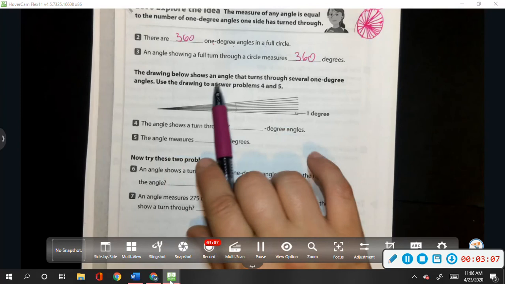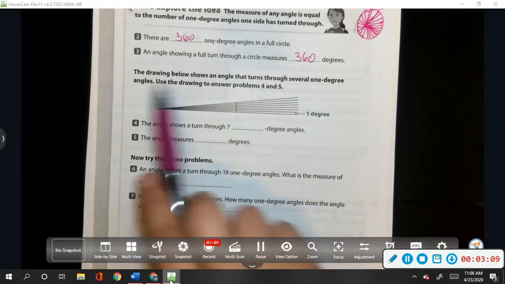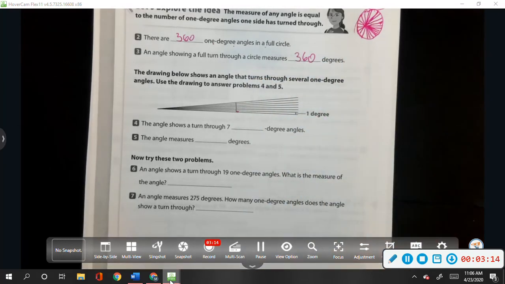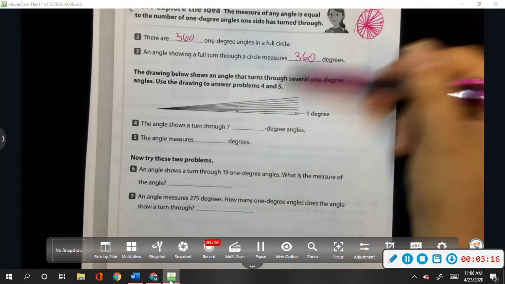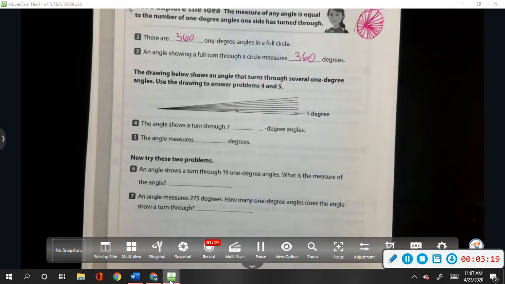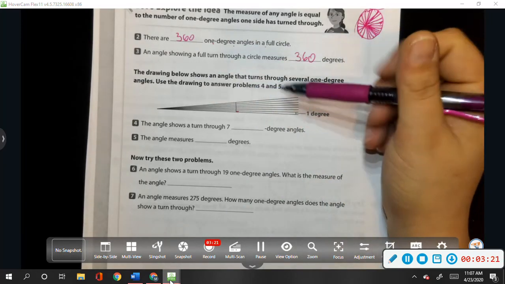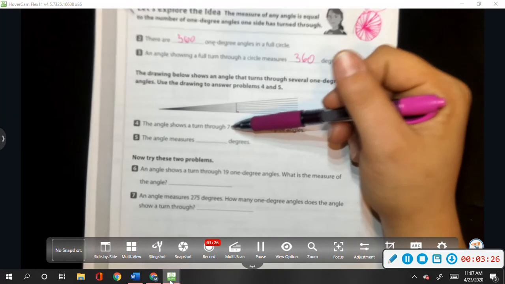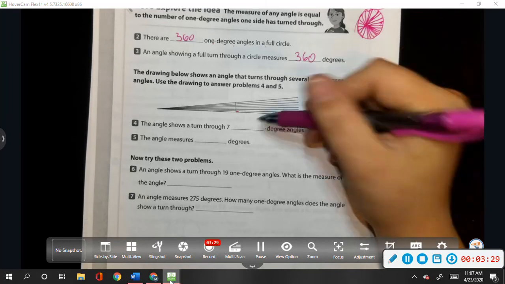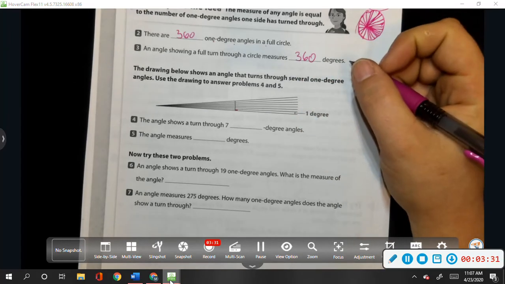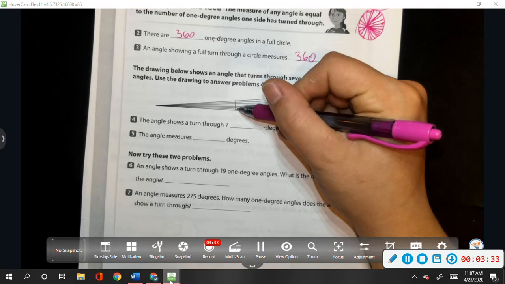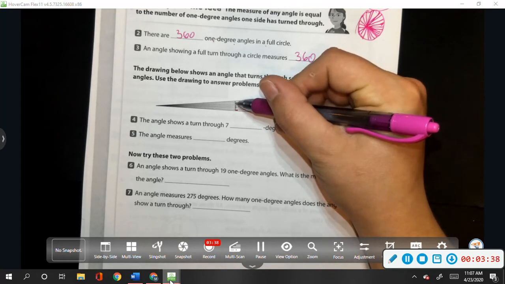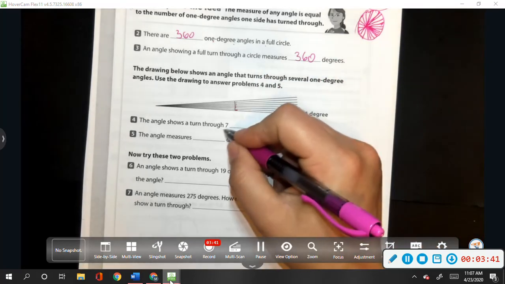They show you a much better model of this down here. It says the drawing below shows an angle that turns through several 1 degree angles. So each of these is 1 degree. That's what mine should have looked like, but it didn't turn out that way. It says use the drawing to answer problems 4 and 5. Problem 4 says the angle shows a turn through 7 blank degree angles. So we have to count the angles here. So if this was 1, this would be 2, 3, 4, 5, 6, 7. So we have 7 angles here.